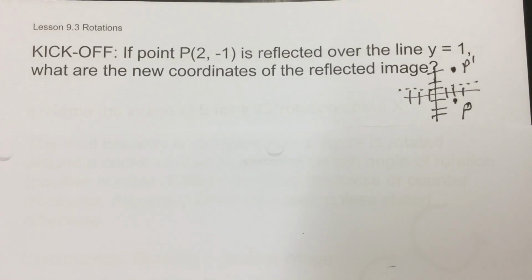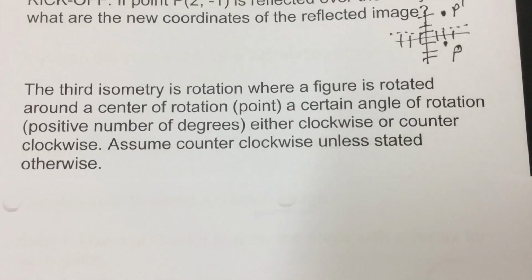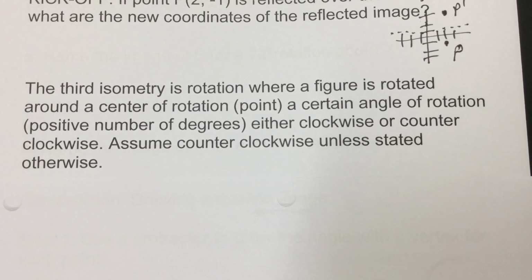So today, we're going to be doing rotations, which is the third isometry. So what we're doing is we're rotating it around a center of rotation, which is a point, by a certain angle of rotation. Now, we either go clockwise or counterclockwise.